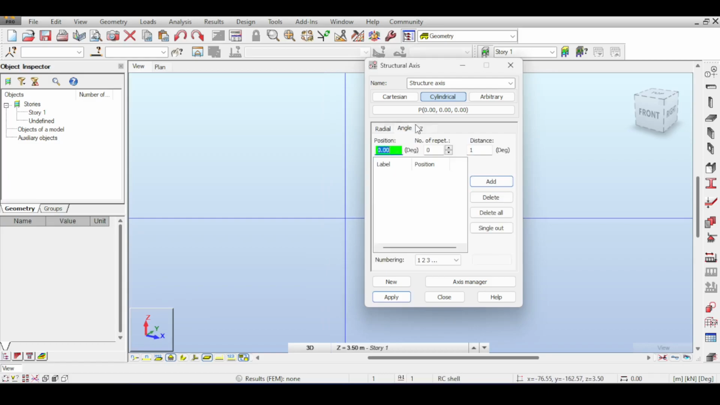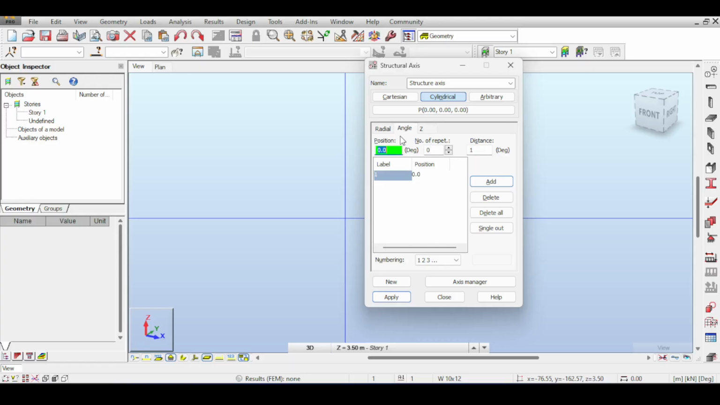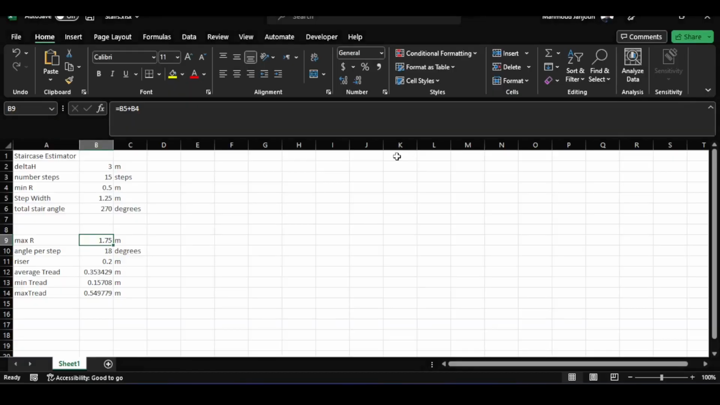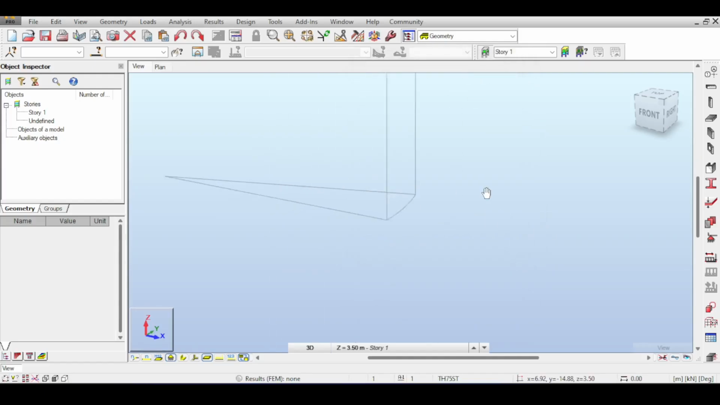The angle that I'm going to use is, well, 0, and each step has how much? Each step has 18 degrees, so there we go, 18 degrees. I'll apply that. Of course, I need a z-axis here. Now, this is the first story, but I want to add it myself. So 0 and 0.2 is what I want because 0.2 is the first riser. If you hit the apply button, you get this cute little thing that basically tells you to draw the staircase.